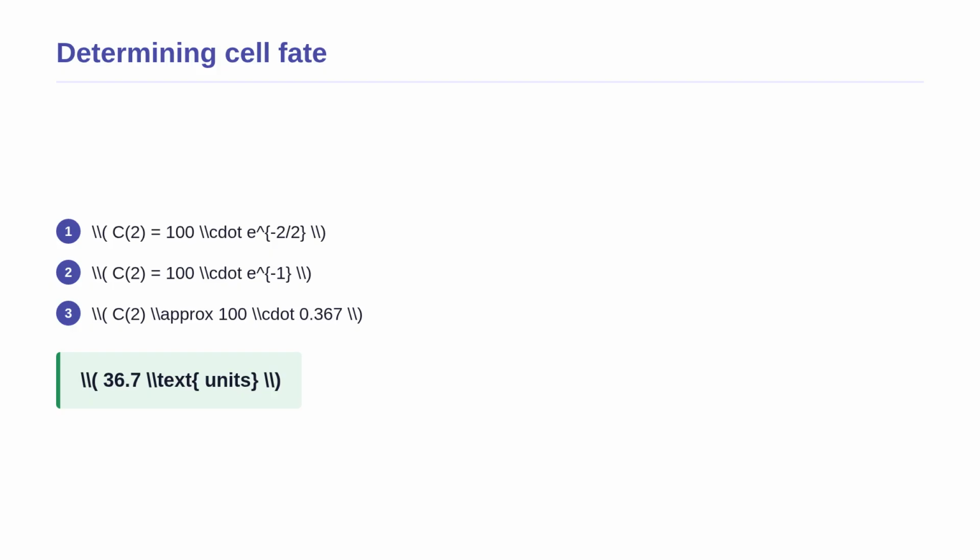We use the exponential decay formula to find the exact concentration at that distance. We plug in 100 for C0, 2 for x, and 2 for lambda. Dividing the distance by the decay length gives an exponent of -1. Evaluating e to the -1 gives 0.367. Multiplying by 100 gives a final concentration of 36.7 units. Because this is strictly greater than the 36-unit threshold, this specific cell will indeed become a tentacle cell.